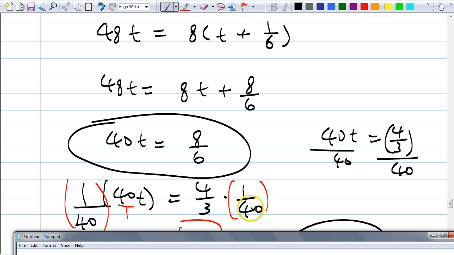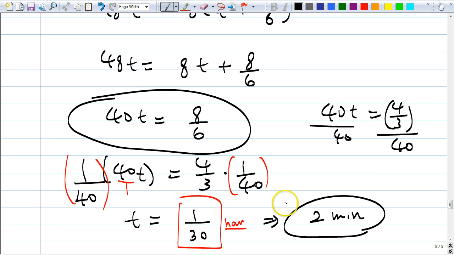The 4 goes into 40 10 times. So 1/30. Okay, I wrote down 1/30 hour. Isn't this in hours? No? Okay. What is 1/30th hour in terms of minutes? 2 minutes, because you can multiply top and bottom by 2, right? So you get 2/60. Isn't that right?